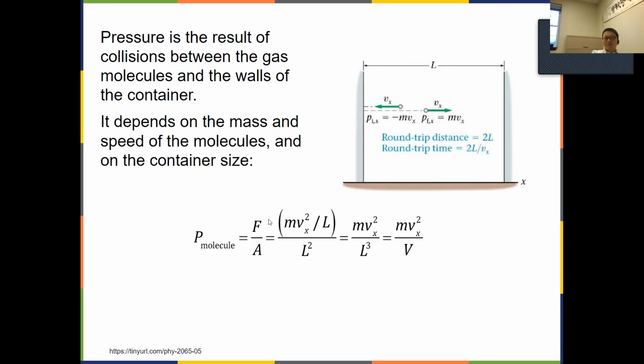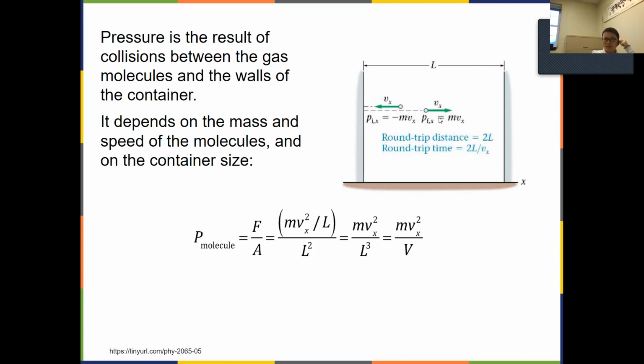The force has to do with the momentum. Let's say the molecule goes in this direction, hits the wall, and then comes back. So this is the initial and this is the final. Normally we would say to the left is positive, so the initial is negative and the final is positive.